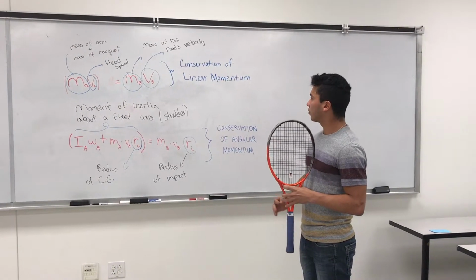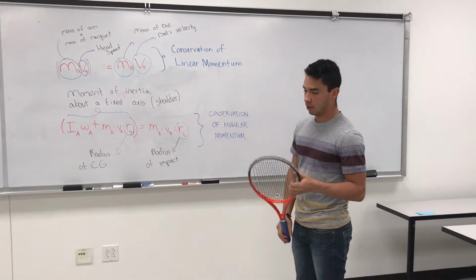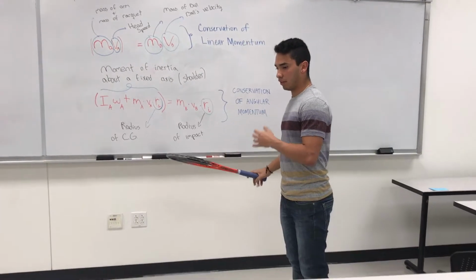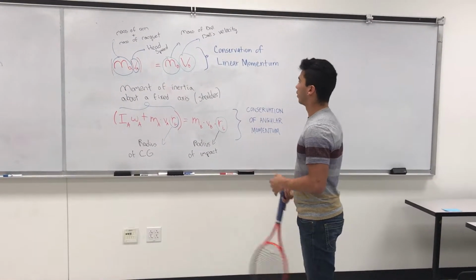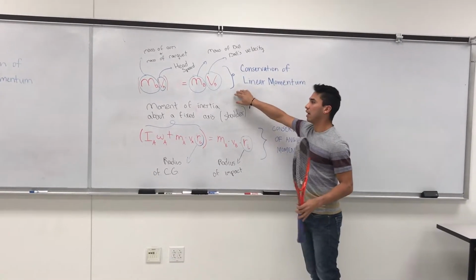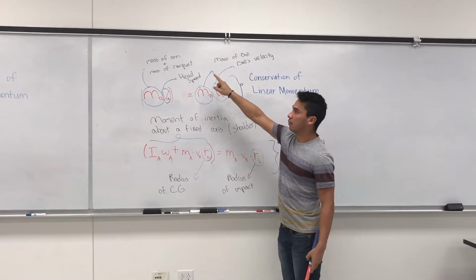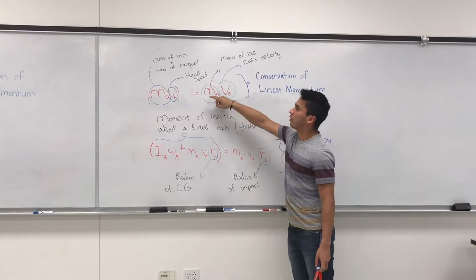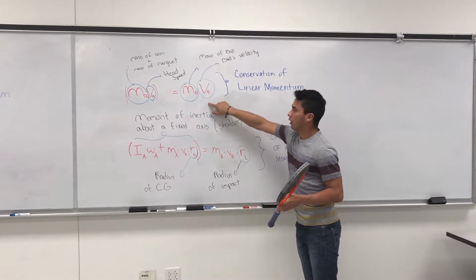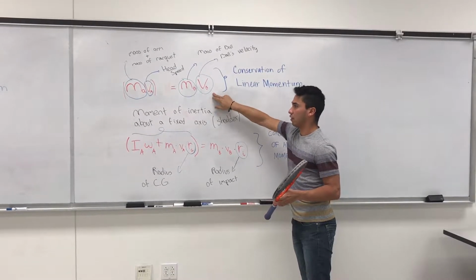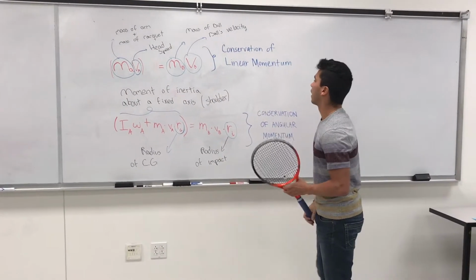So when I use conservation of linear momentum, what happened when I was hitting the ball is it was a linear motion, and as you can see in the equation, I was using the mass of my arm plus the mass of my racket, that's m_a, times the head speed, which was equal to the mass of the ball and the velocity of the ball after the impact.